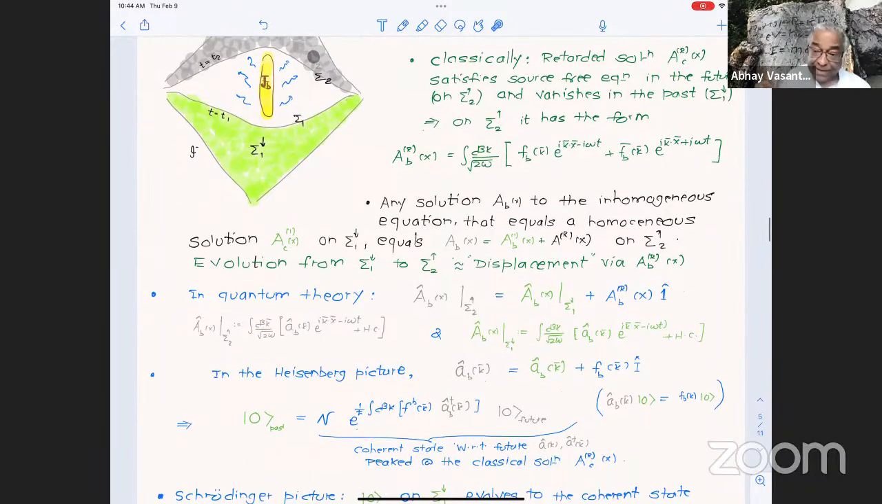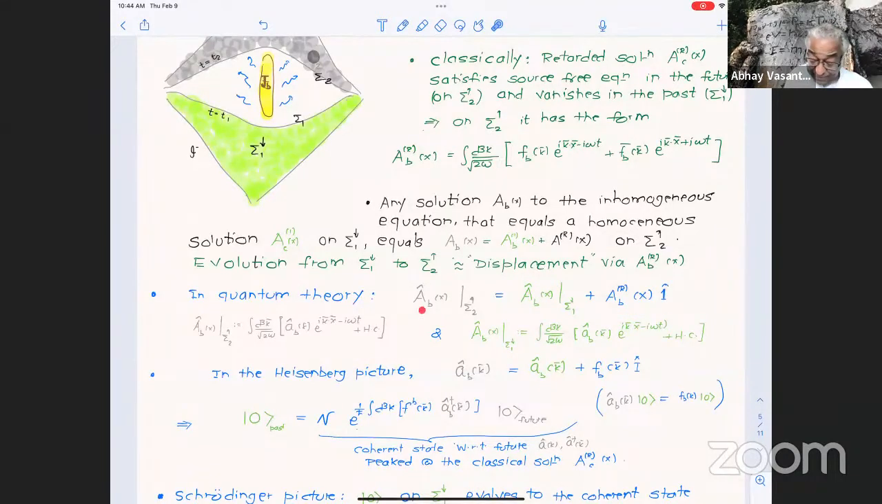Now, in quantum theory, I'm just telling the final result. The same thing is true. In the distant past, I got this green operator value distribution. In the distant future, I got the gray operator value distribution. And the future A is given by the past A operator value distribution plus a multiple of identity, which is just the source, just the retarded solution.